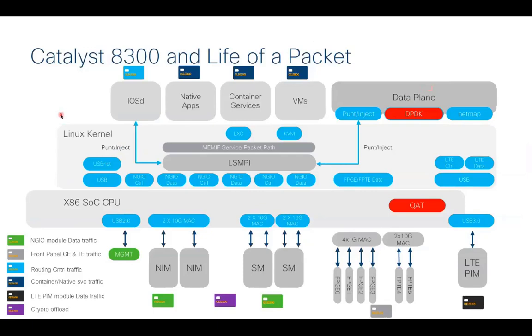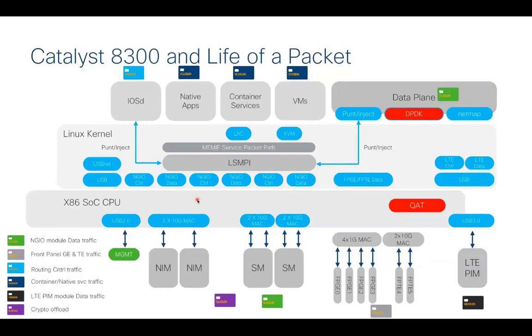So let's discuss the life of a packet on Catalyst 8300 series platforms. Some of the key components I have highlighted here in the slide are the DPDK and the QAT chip, the new components that we have introduced to boost the performance on these platforms. So let's take a quick look at the packet flow inside the hardware for various components.